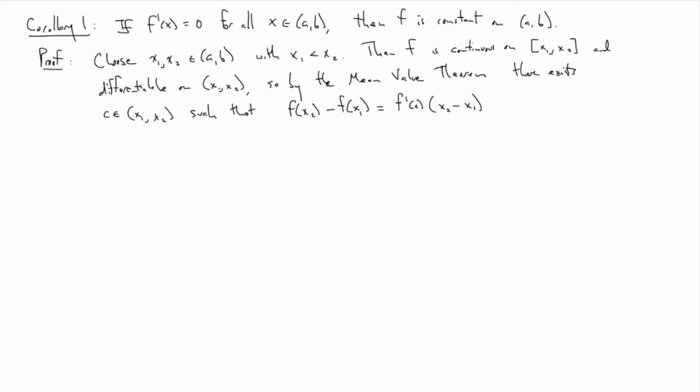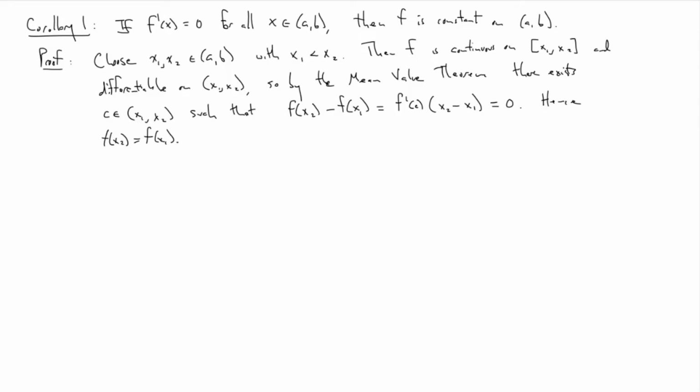And how does that help? Well, it helps because we know the derivative at c. c is some point between a and b, and our hypothesis to the corollary is that the derivative is 0 everywhere between a and b. So f prime of c is 0. And that, of course, makes f prime of c times x2 minus x1 equal to 0. And that tells us that f of x2 has to equal f of x1.